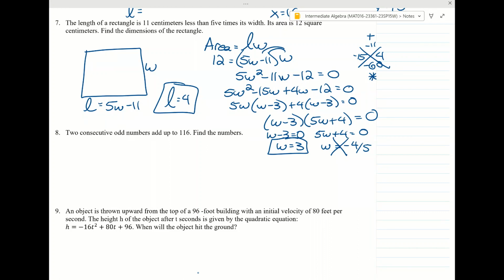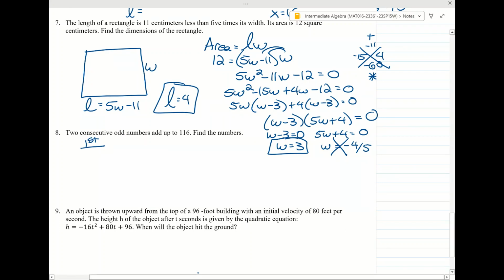For number 8, it says 2 consecutive odd numbers. Consecutive means one right after the other. Odd means you can't divide by 2. So that would be like 3 and 5, 11 and 13, 21 and 23. So it looks like to go from one consecutive odd to the next, you have to add 2, right?